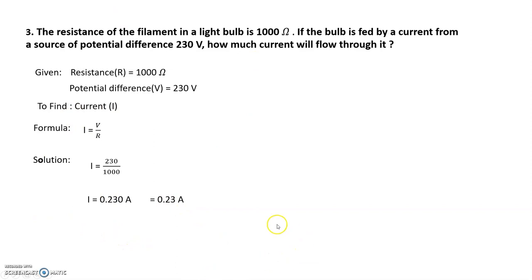So let's write the final step. Therefore, current flowing through the filament of the bulb is 0.23 amperes.